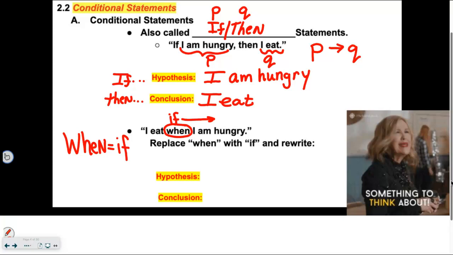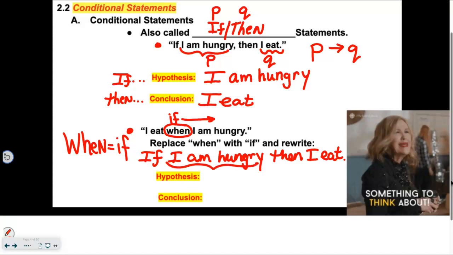So again, I told you this guy up here and this guy up here look differently, but they're actually the exact same conditional statement. So I'm going to do a rewrite on that and say, if I am hungry, then I eat. And again, if you need to pause the video and catch up with the writing, that's just fine. The hypothesis of this is, again, what comes after the if, let's just point right there. The I am hungry, try to save some writing. And again, the conclusion is the I eat.